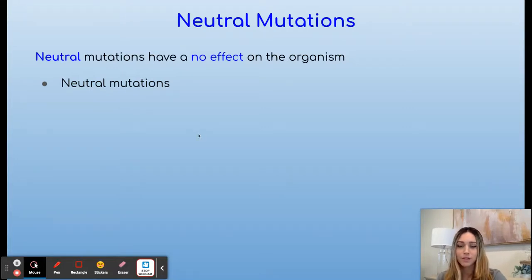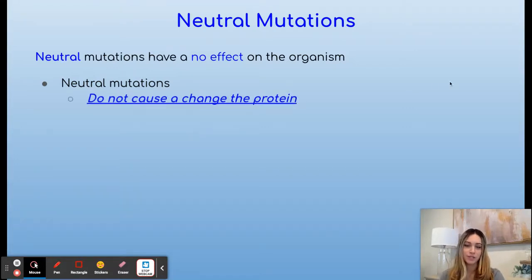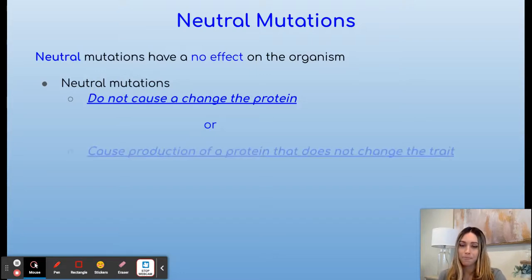The first time that a neutral mutation takes place is when a mutation takes place but it does not even cause a change in the protein. So the change in the sequence is not enough to change the recipe, so to speak, enough to cause a new protein to be produced. Obviously, if it's the same protein, there will be no change in trait, hence there's no effect to the organism.